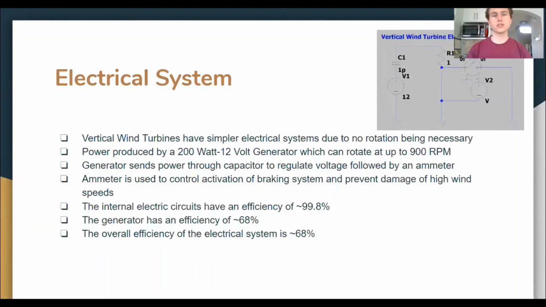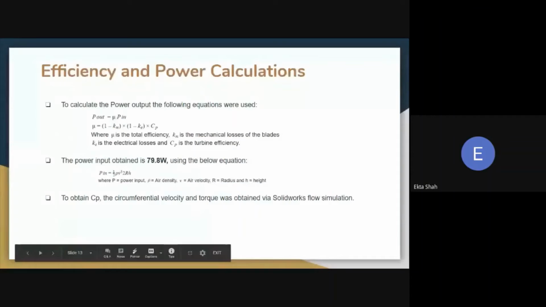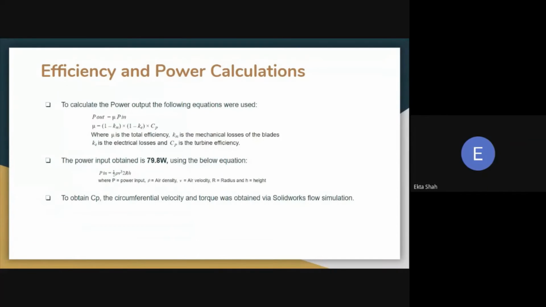The internal electric circuits have an efficiency of approximately 99.8%. The generator has an efficiency of about 68%, given its low wattage. The overall efficiency of the electrical system is determined by multiplying these two numbers together, and we get an efficiency of about 68% overall. For efficiency and power calculations, the power input obtained is 79.8 watts.